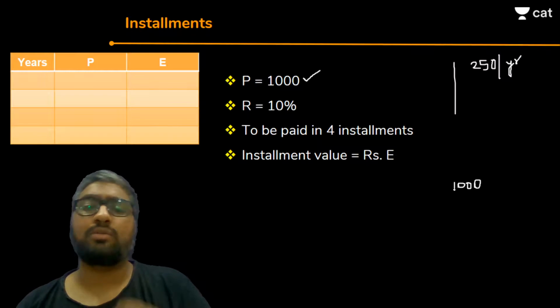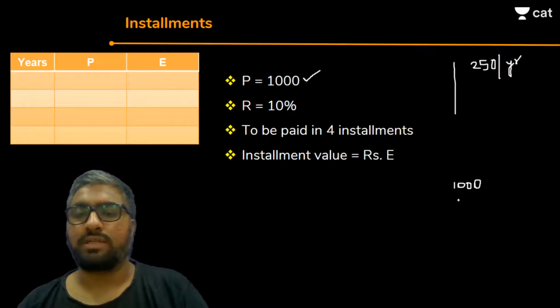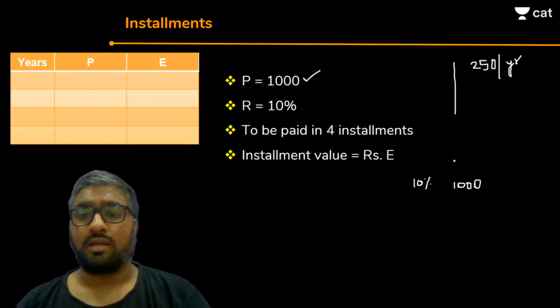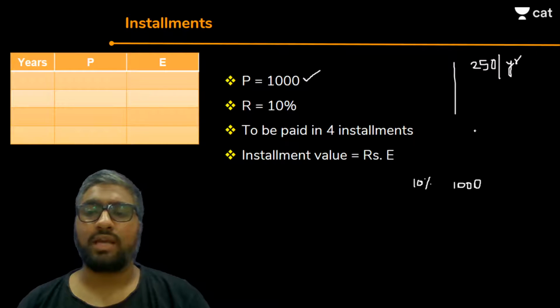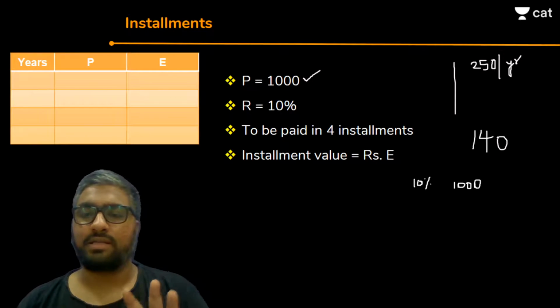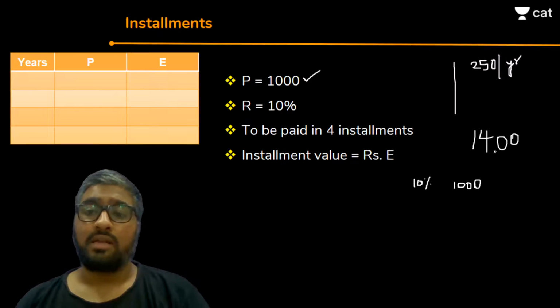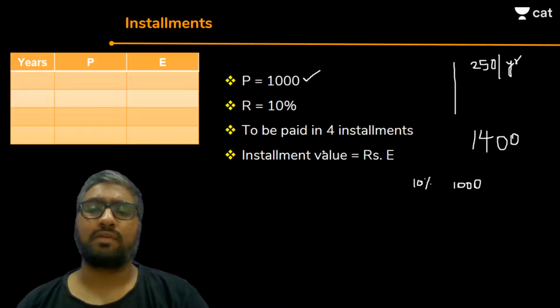So 1,000 rupees I give you, and I charge you 10 percentage interest. Technically for 4 years, how much should I get? 1,400, simple interest. Let's go with simple interest. Now 1,400, if it's split in four, what would happen?